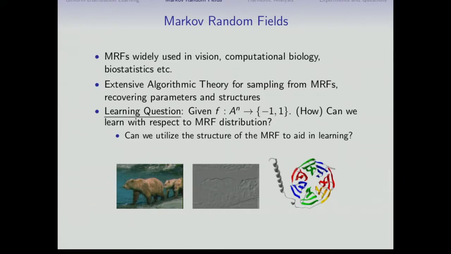But as far as we're aware, there is the question of learning. So if you're given some function that's defined on the domain A to the n, with respect to the distribution generated by some Markov random field, can we learn this function? So this question has not been studied as far as we're aware. And more generally, the question of interest is whether we can actually utilize the structure of this MRF in the learning problem. Because if you can do distribution independent learning, you could do it. But can you actually utilize the structure of the MRF to learn things that you wouldn't be able to do otherwise?